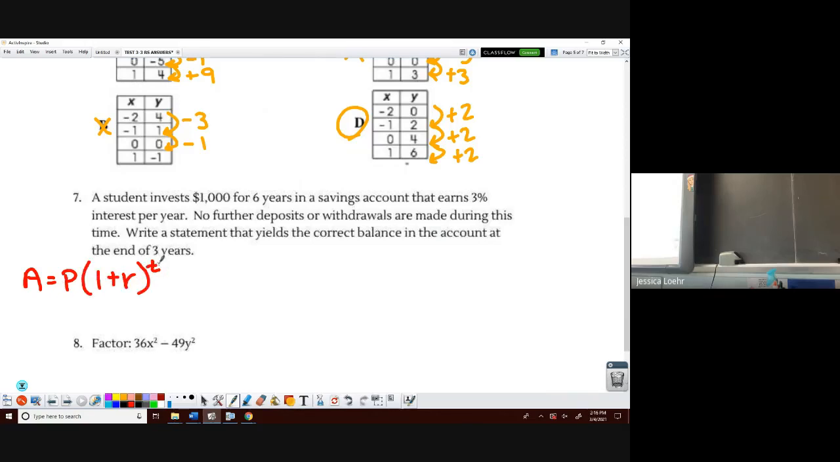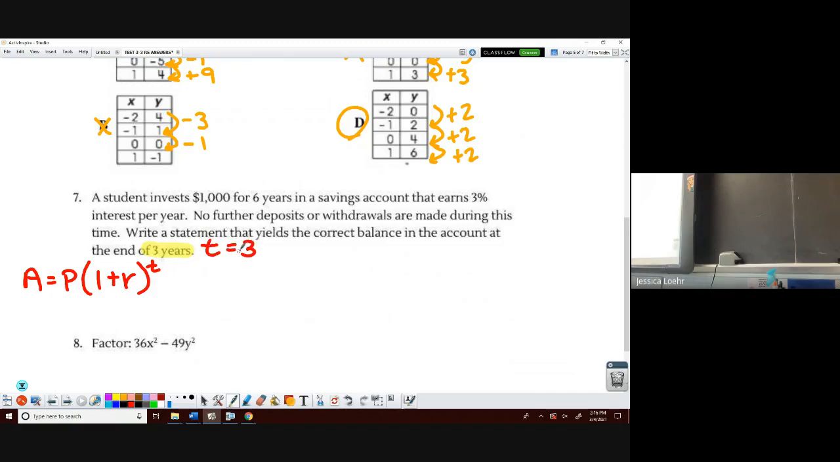A student invests $1,000 for 6 years in a savings account that earns 3% interest per year. No further deposits or withdrawals are made during this time. Write a statement that yields the correct balance in the account at the end of 3 years. So you have to look at each piece of information here. 3 years is talking about the amount of time. So that's telling you that the t, or the time, is equal to 3.